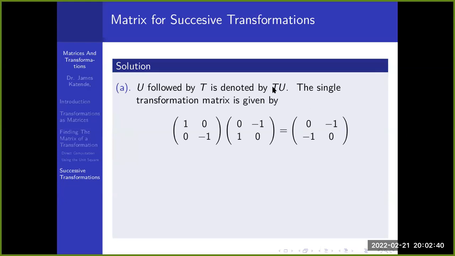So U followed by T will be written as TU. So we start from the right going to the left. U is the first one to act. T will be the second one to act. So the matrices are multiplied in that order. The matrix for U will be on the right, and the matrix for T will be on the left. And when you multiply them out, you get one matrix. So this one matrix now represents the successive transformation. And if you have any objects that you want to transform, then instead of multiplying twice in succession, you simply use this one matrix to do the transformation.